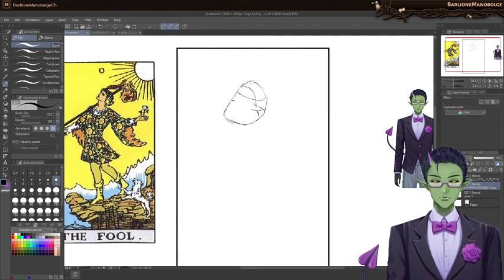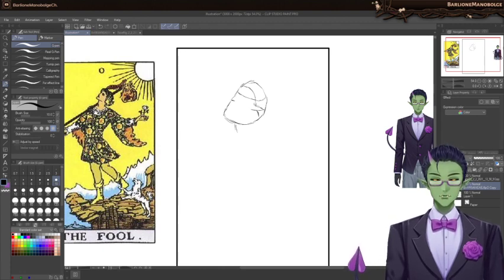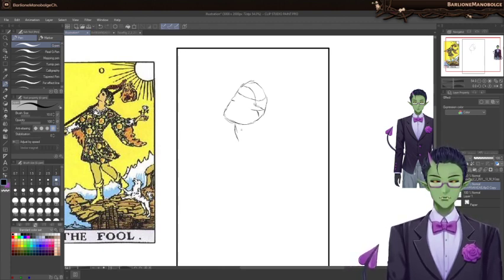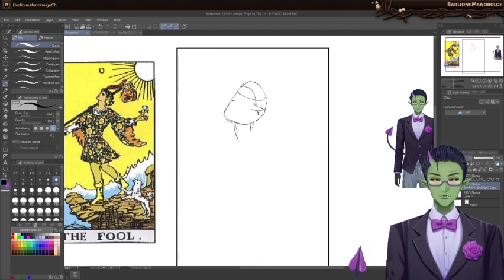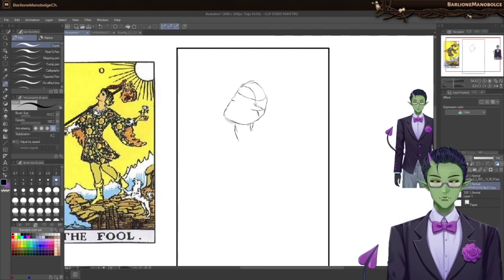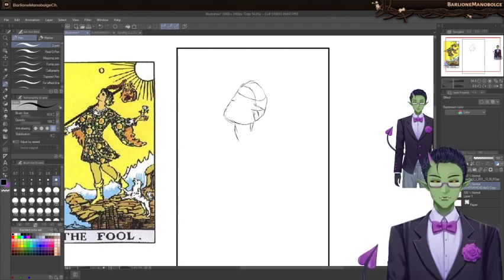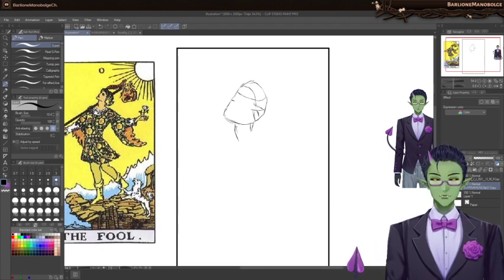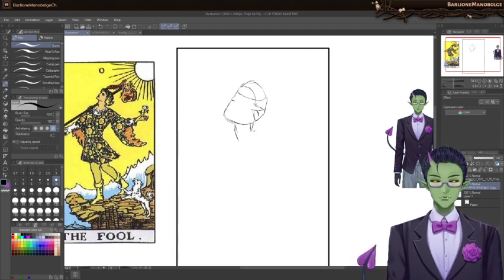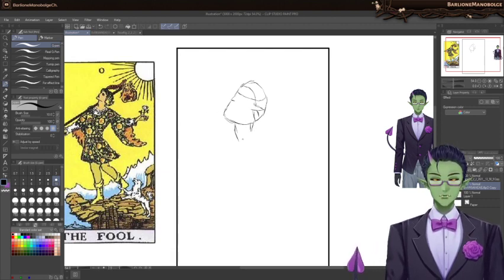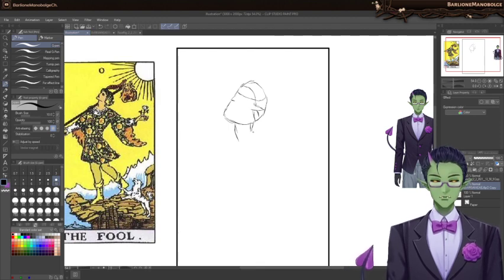Goes back, curves around the head. Neck craning upwards. See, the original Fool has a bit of an advantage on me in that he has long hair that covers the back of the neck. My hair is fairly closely sculpted to my head.